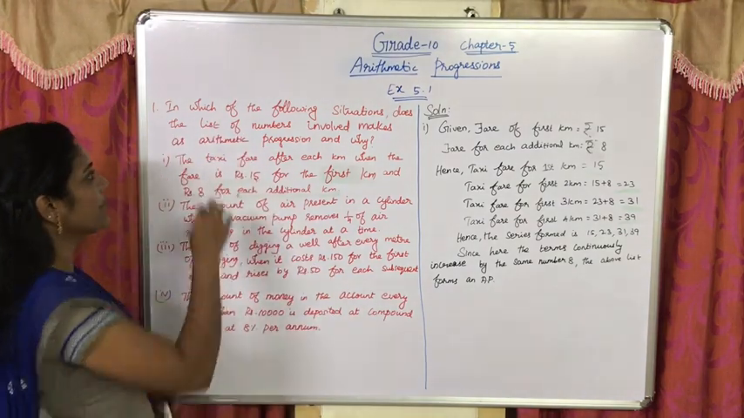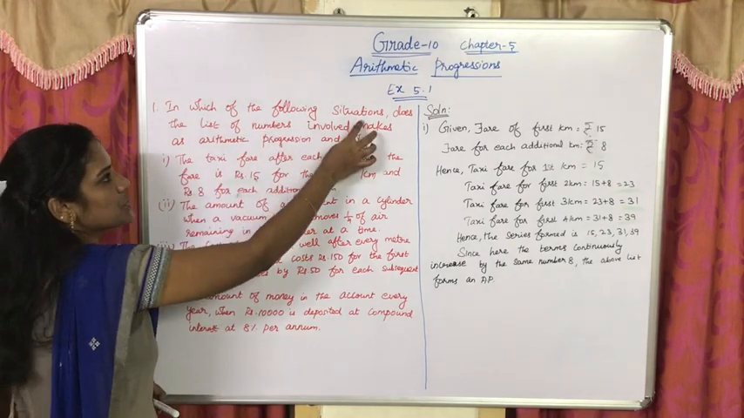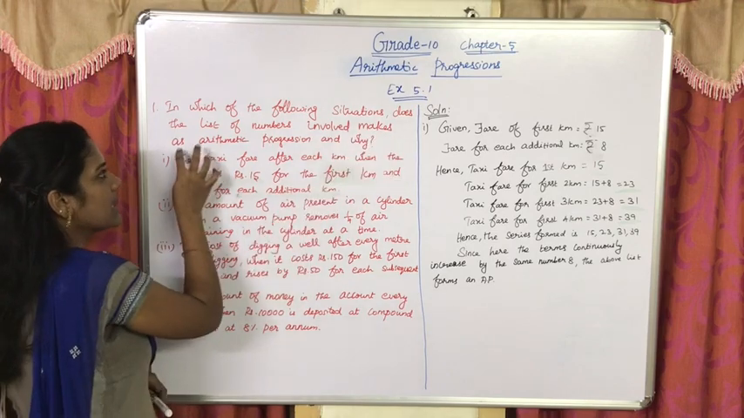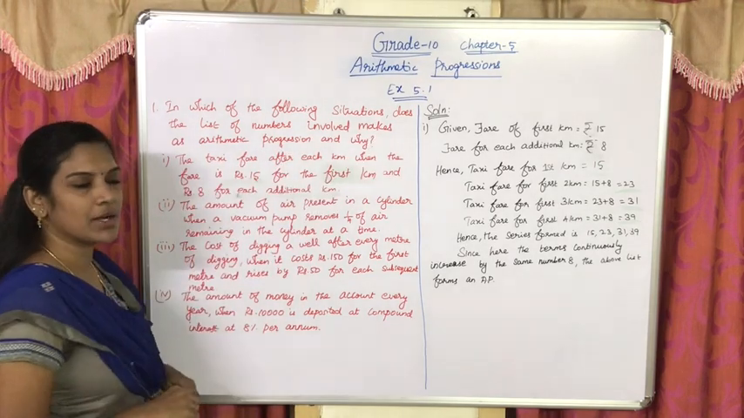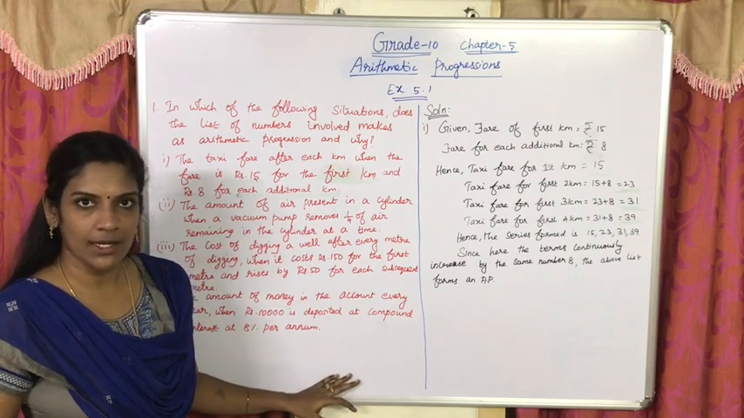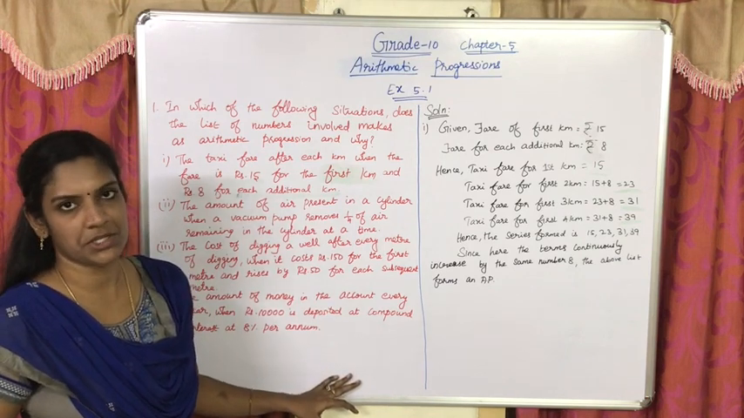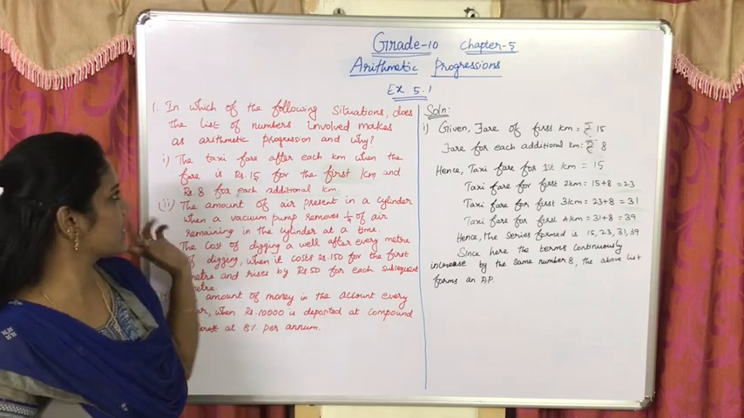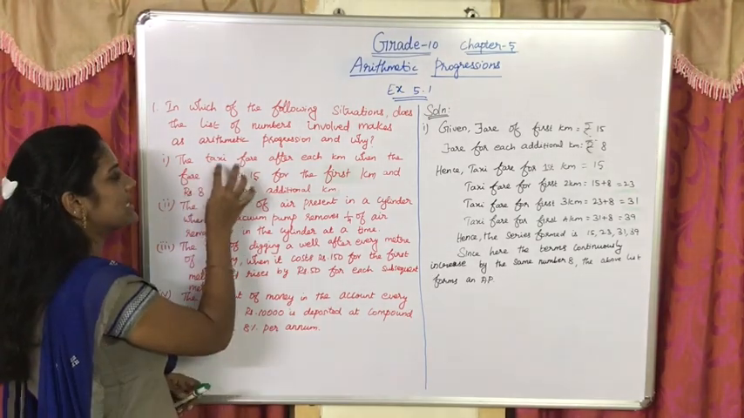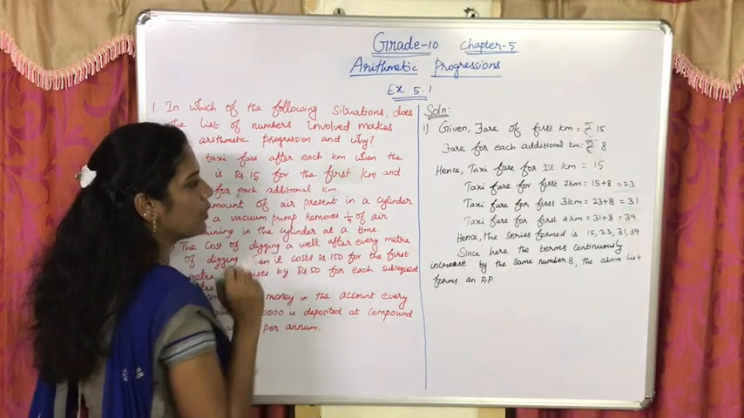Okay, shall we start? In which of the following situations does the list of numbers involved make an arithmetic progression, and why? So here they gave some situations. We need to check whether each forms an arithmetic progression or not. That is the first question. In this first question, first situation, let us see: the taxi fare after each kilometer.